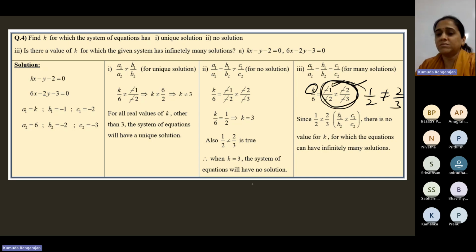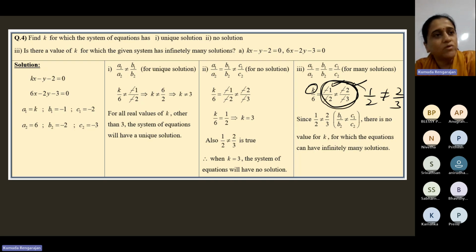B1 by B2, what is B1 by B2? It is fixed, 1 by 2. What is C1 by C2? It's fixed, it's 2 by 3. So B1 by B2 is not equal to C1 by C2. So whatever be the value of K, B1 by B2 is not equal to C1 by C2.